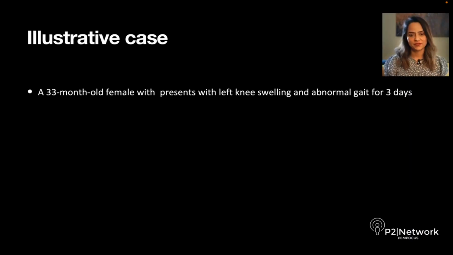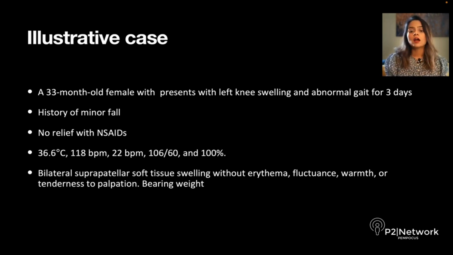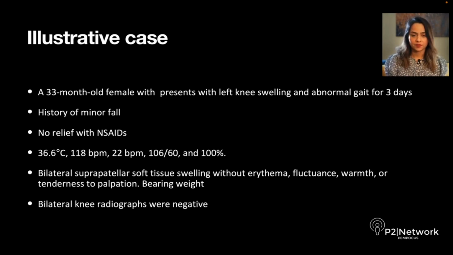And now to our illustrative case. A 3-year-old female presented to our emergency department with a 3-day history of left knee swelling and abnormal gait after minor trauma that occurred several days prior to presenting. Parents had tried analgesics without any relief. Her vitals were normal. Her physical exam revealed a playful toddler with suprapatellar soft tissue swelling without erythema, fluctuance, warmth, or tenderness to palpation. She was ambulating in the ED without any limp.